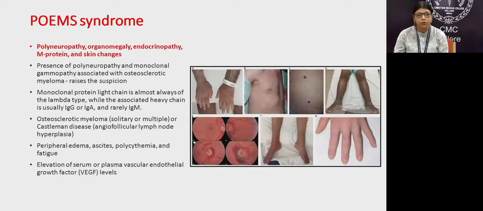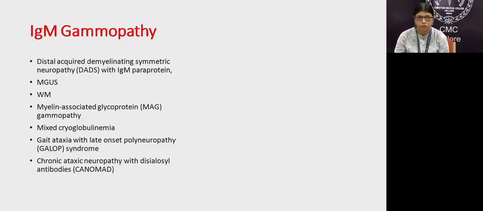It stands for polyneuropathy, organomegaly, endocrinopathy, M protein, and skin changes. Here it is again important to know that, because the mandatory criteria are the polyneuropathy and the osteosclerotic myeloma, and the treatment depends on that. And one of the peripheral markers is the increased VEGF levels, which is also available in our institution.